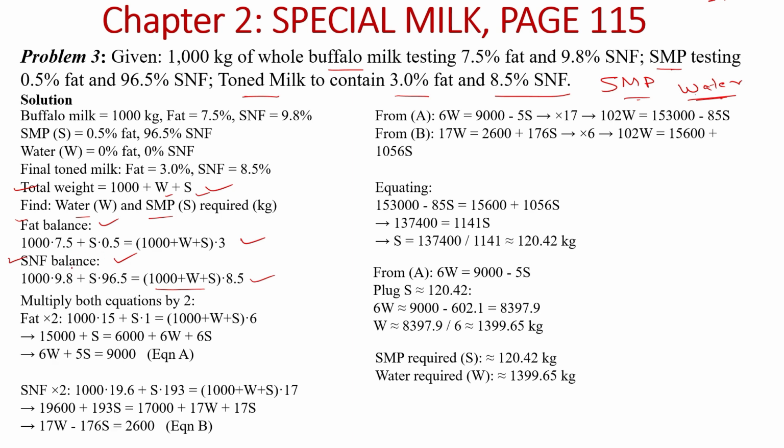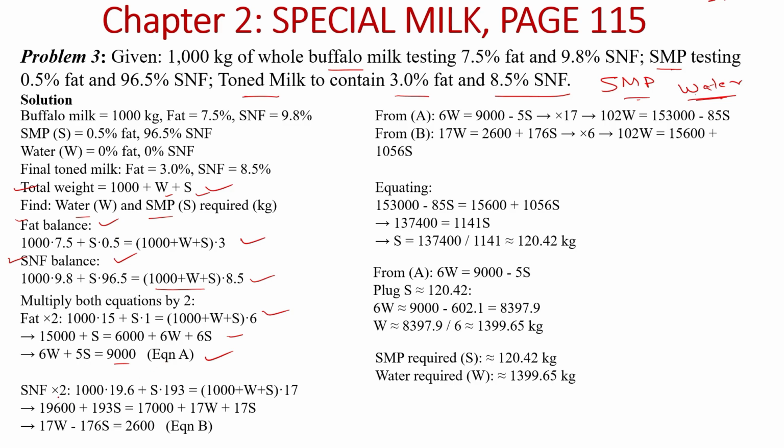Since these are calculations, to make them easy we have to remove the decimal points. To remove them we can multiply both equations by 2. If you multiply by 2, here it will be 15 into 1000 plus S into 1 equal to 2 into 3, so 6 will come. So here the total is 15,000 plus S equal to 6,000 plus 6W plus 6S, simple, and 6W plus 6S will come as 9,000. So this is the first equation. We have made the fat equation simpler.